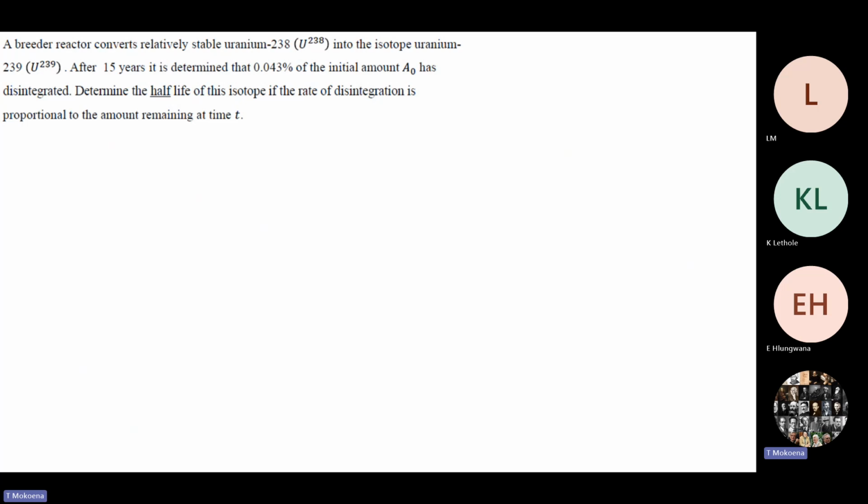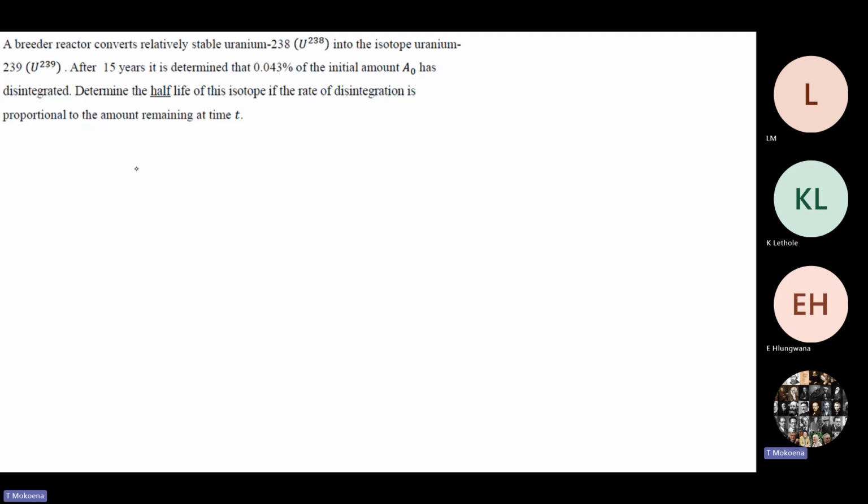Now here's another application question. We're still going to repeat the same thing. What's important? Know the standard form, know how to get your conditions, apply those conditions, get your constants. That's it. So now, this question here says to us, a breeder reactor converts. This thing is going to hide my view again. Let me move it here.